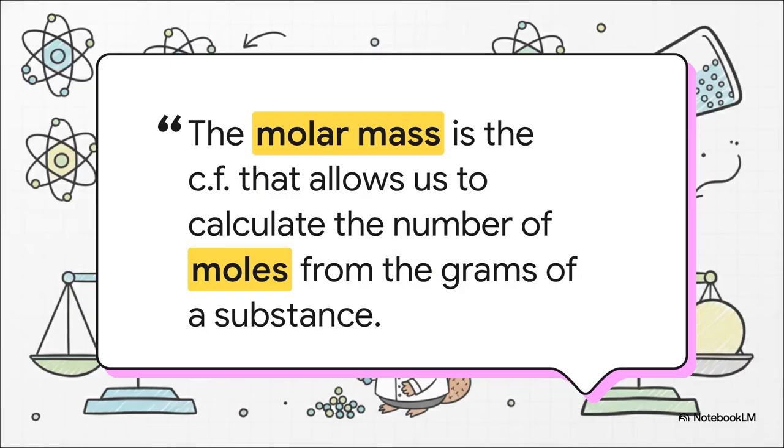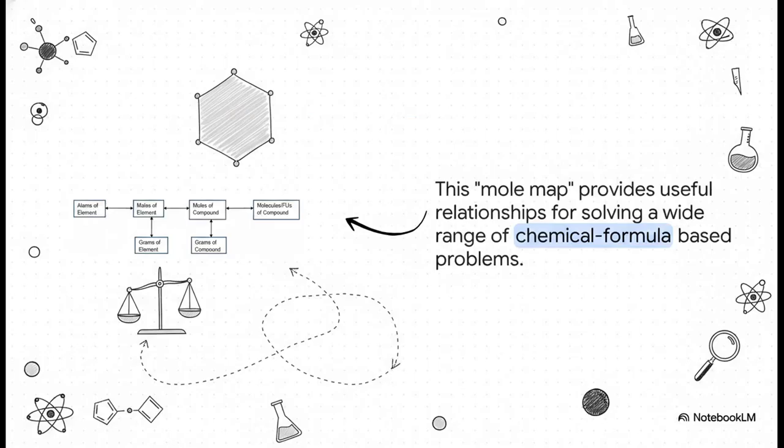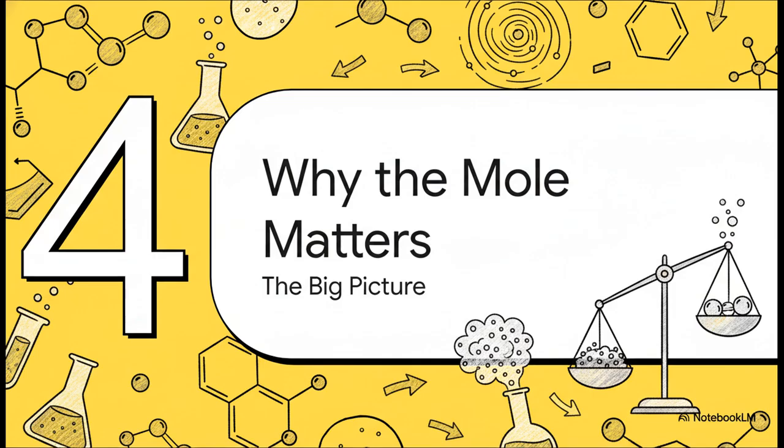And this really is the key point. This is what it all boils down to. The molar mass is the conversion factor. It's the special tool that lets us translate the language of grams, which we can measure, into the language of moles, which is the count. And when you put the whole thing together, you get this amazing mole map. It's a flowchart for solving all kinds of chemistry problems. You can start with grams of a substance, convert that to moles, figure out the moles of just one element inside it, and even go back to find the grams of that element. It's an incredible roadmap.